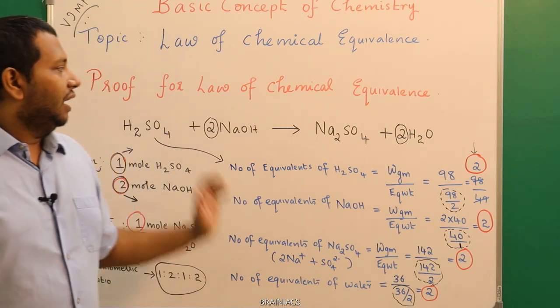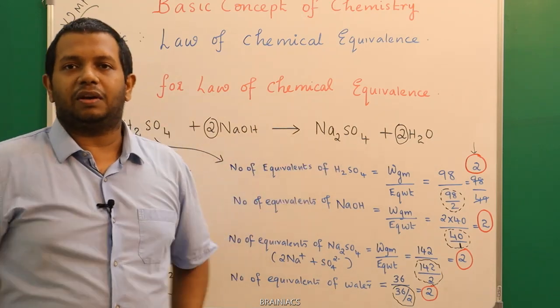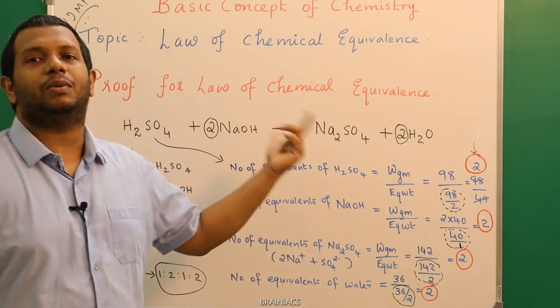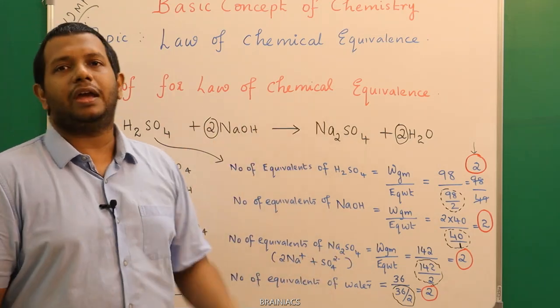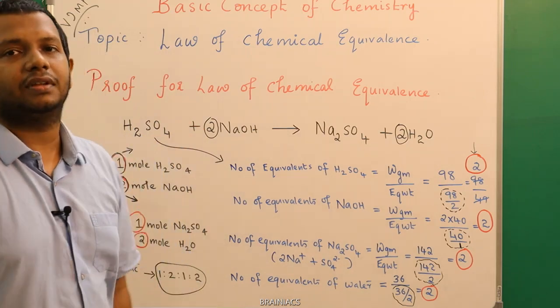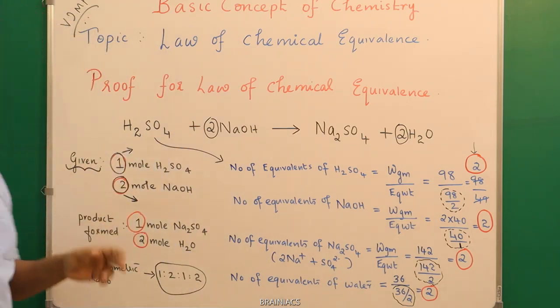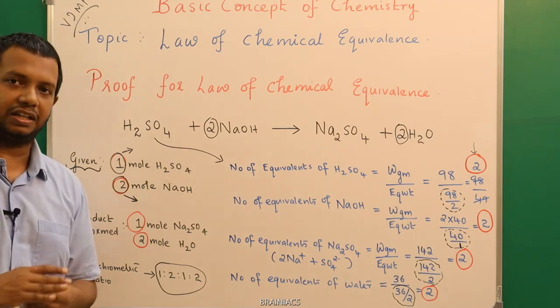In this proof I have given you an equation, right? In our questions, even without equations, I will show you how to calculate the different quantities by applying the law of chemical equivalence. I hope you understood. So please take a snapshot or note down all these things. This will help you in further understanding the questions.